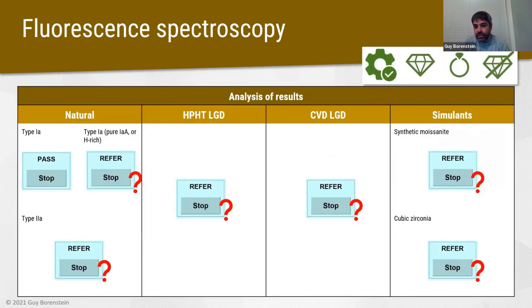So the results here are quite easy. If you're putting a type 1A stone inside this machine, it will immediately identify it with test results. But everything else that you're putting inside, whether it's a type 1A with a lot of hydrogen, or type 2A, or HPHT, or CVD, or any simulant, you will get refill.